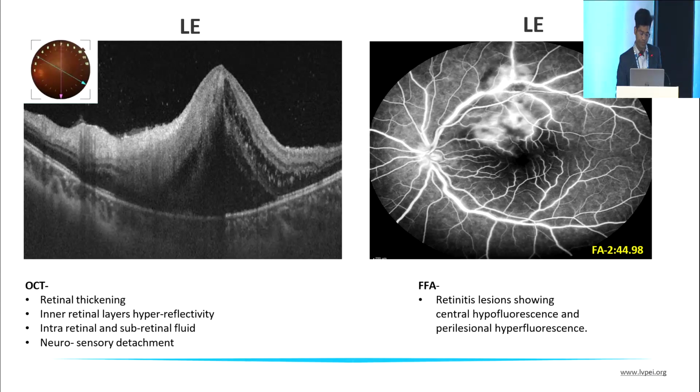This is an OCT picture of the left eye showing a diffuse retinal thickening with inner retinal layer hyperreflectivity and inflammatory hyperreflective dots. On the right of the screen is a delayed phase fundus fluorescein angiography image showing the retinitis lesion with central hypofluorescence and perilesional hyperfluorescence.